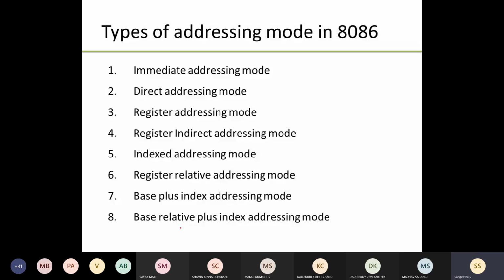So you have some types of addressing modes in 8086. These are the types: immediate addressing, direct addressing, register indirect, indexed addressing mode, register relative, and base plus index. Similarly, base relative plus index. So these are the types of addressing modes you have in 8086.